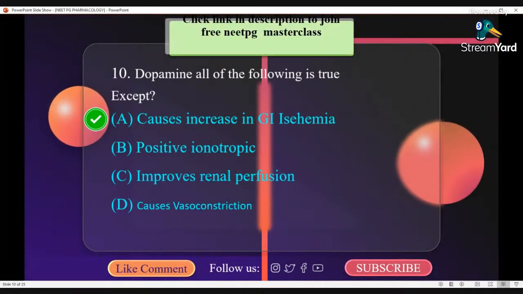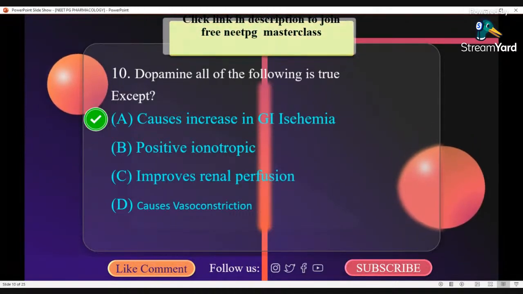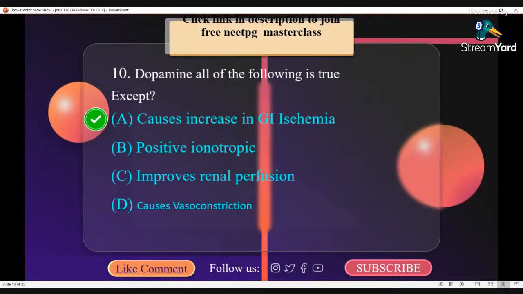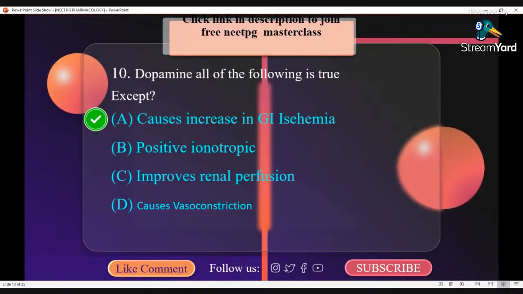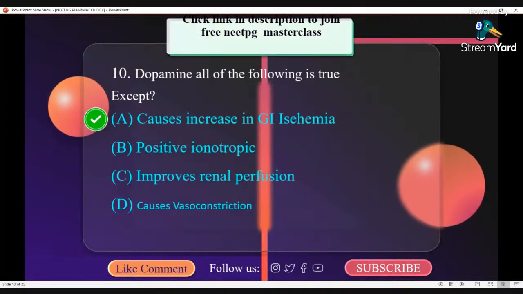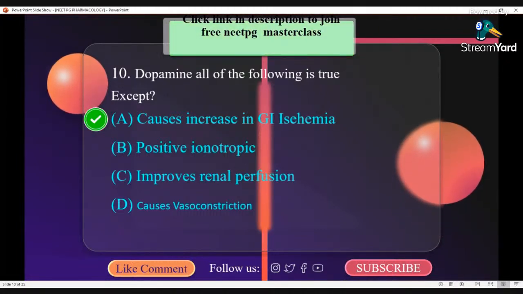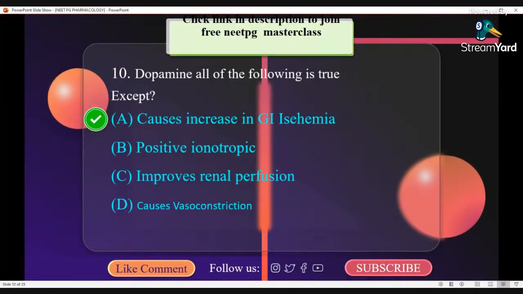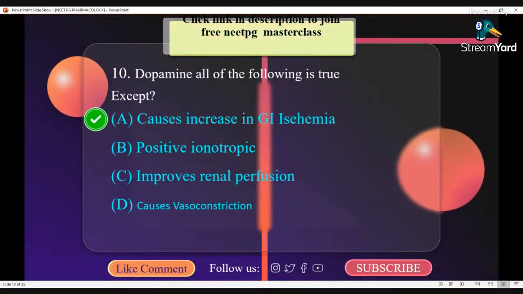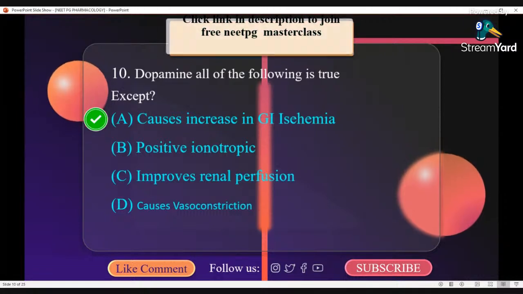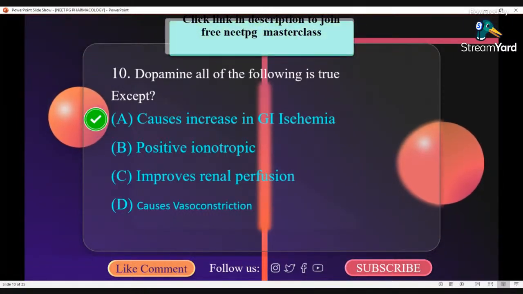Let us see something about dopamine. Dopamine acts on dopamine D1 and D2 and adrenergic alpha 1 and alpha 2 receptors, with no action on beta receptors. At the lowest effective dose, it stimulates D1 receptors in renal and mesenteric blood vessels, improving renal and mesenteric perfusion. At moderately high dose, it is positively inotropic. At high doses, it causes vasoconstriction. So the correct option is increase in GI ischemia.